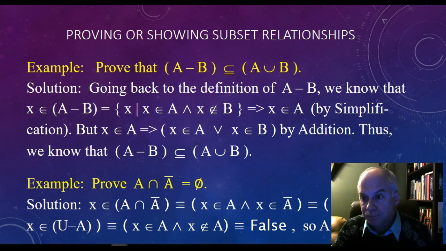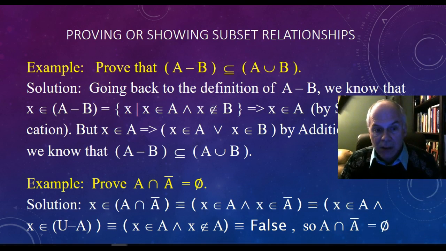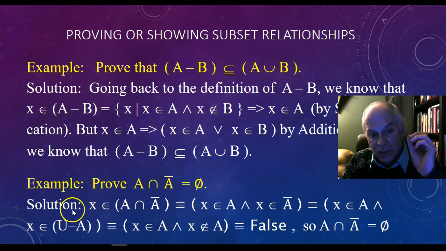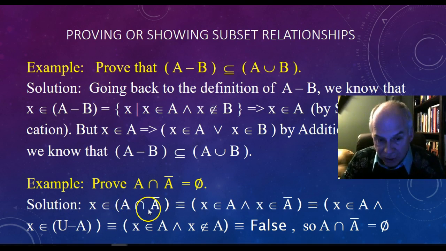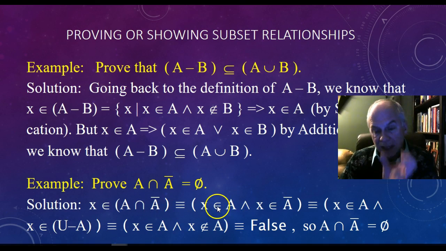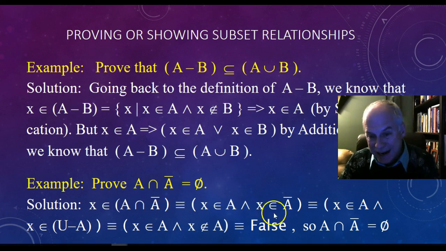All right. So then let's say we want to prove A intersect the complement of A equals the empty set. So x being an element of that intersection means that x is an element of A and x is an element of the complement of A. Okay?